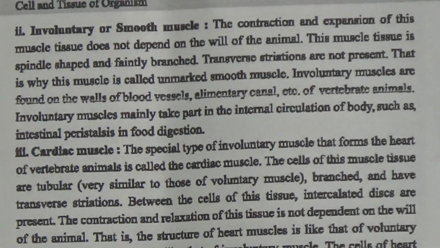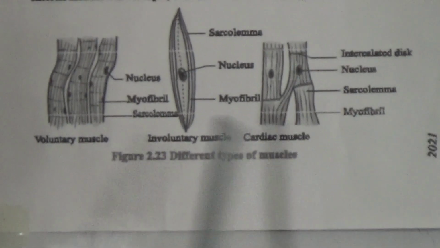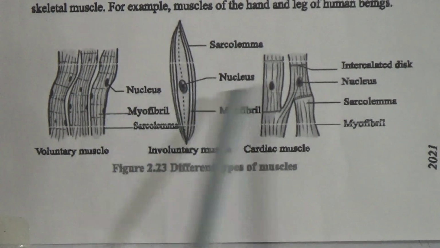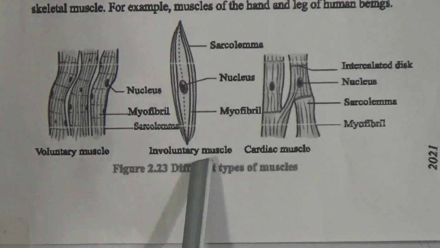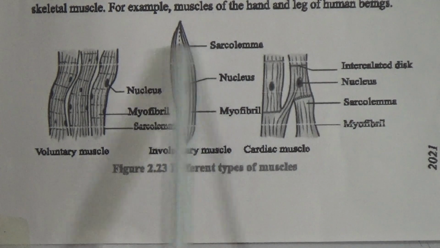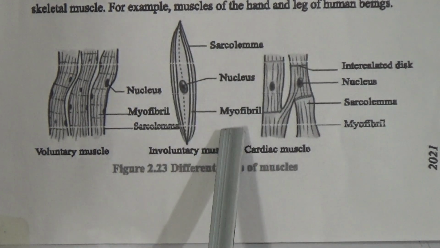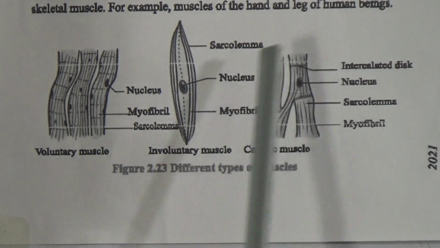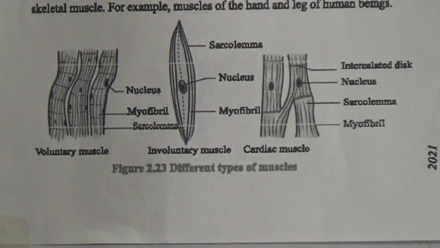Now, involuntary or smooth muscle. You can see the figure of different types of muscle. This is voluntary muscle. In involuntary muscle, we find the nucleus and myofibril, and it is called involuntary muscle. And in cardiac muscle we find the intercalated disc, nucleus, sarcolemma and myofibril.